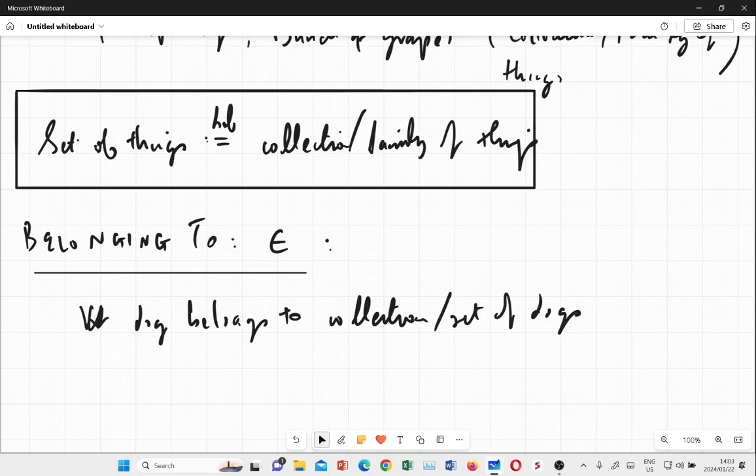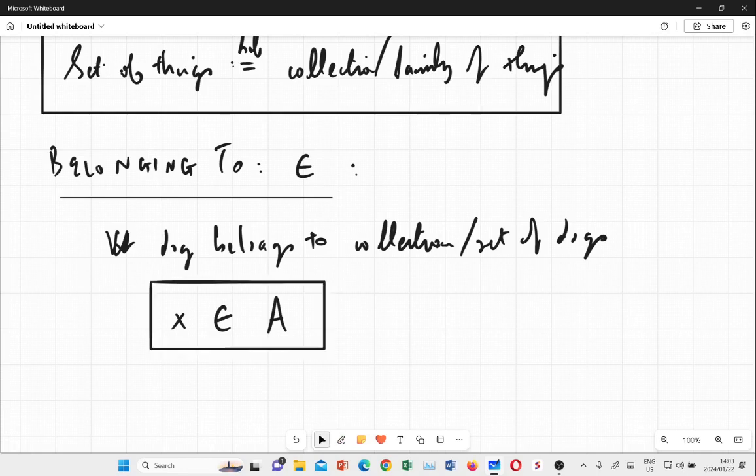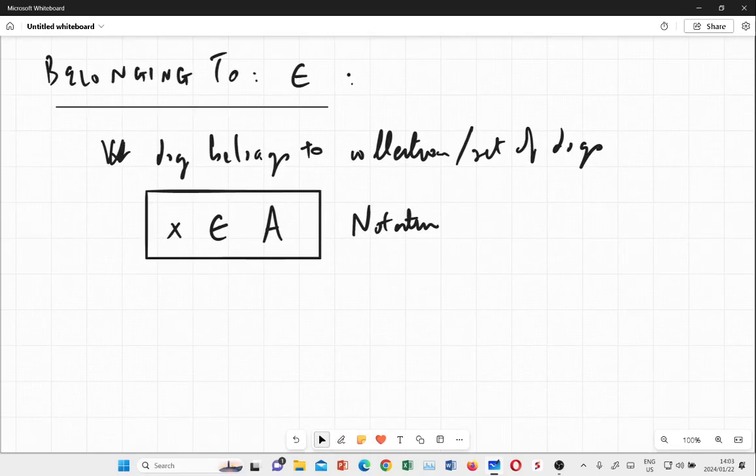So in this case, let's say that we denote the dog by X and the set of dogs by A, then we write this as X belongs to A. That's just mathematical notation. Now, if X does not belong to a set A, then we just say X does not belong to A. So this is notation.